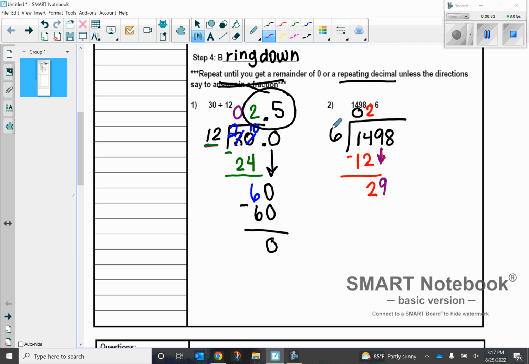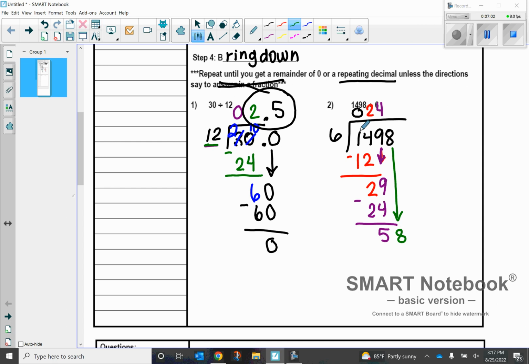Now we start the process over. How many times does 6 fit into 29? Use your multiplication chart if you're not sure. 6 can fit into 29 4 times, which is 24. Subtract. 9 minus 4 is 5. 2 minus 2 is 0. Keep going. Bring down that 8.